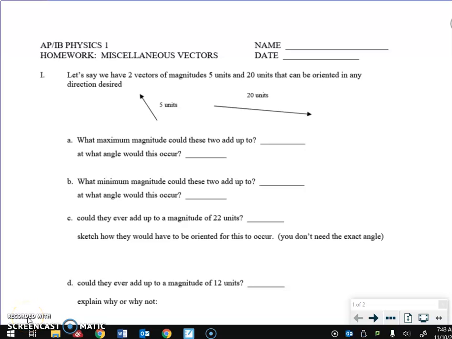Hi everybody. This tutorial is about tying up some loose ends with vectors. That's why I call it miscellaneous vectors. It wasn't important for the projectile motion where we took a vector and broke it into components. This is going to be important for the next unit where we start focusing on forces.